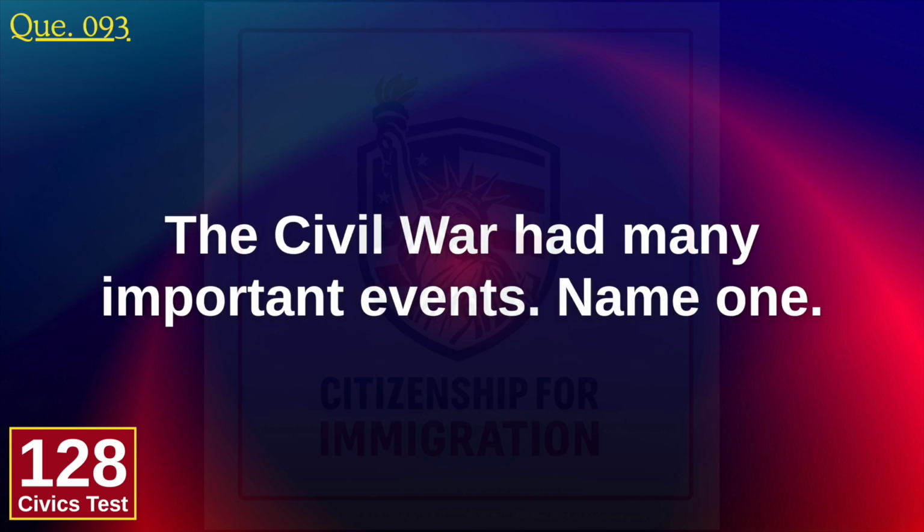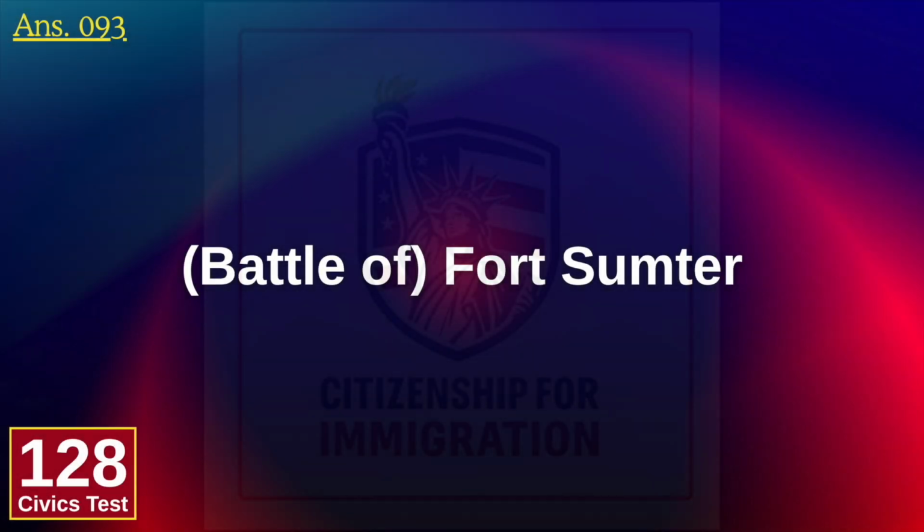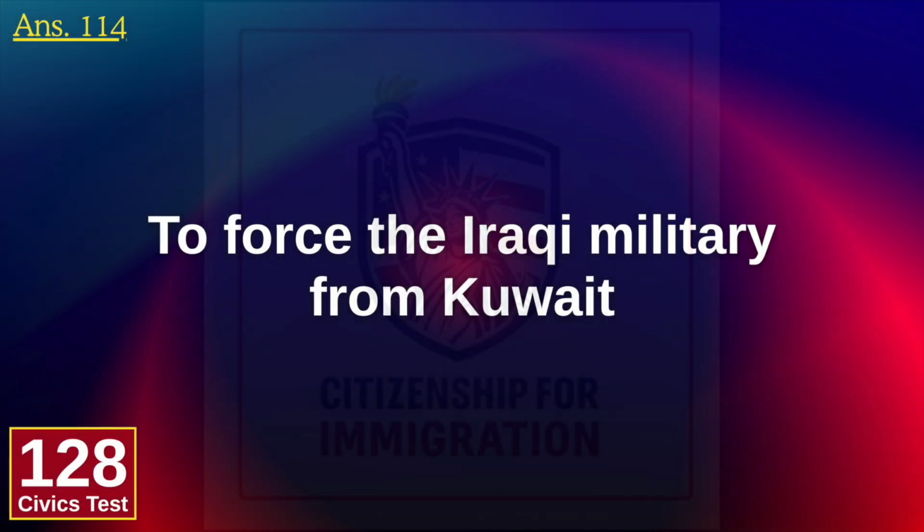The Civil War had many important events. Name 1. Battle of Fort Sumter. Why did the United States enter the Persian Gulf War? To force the Iraqi military from Kuwait.